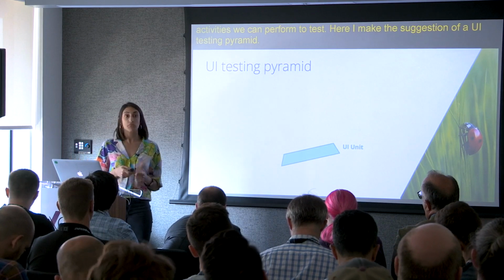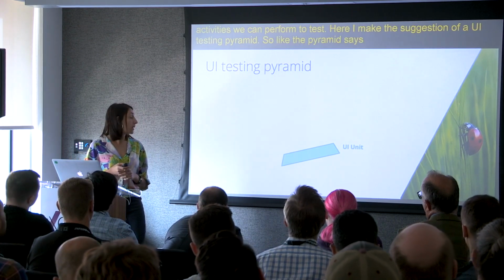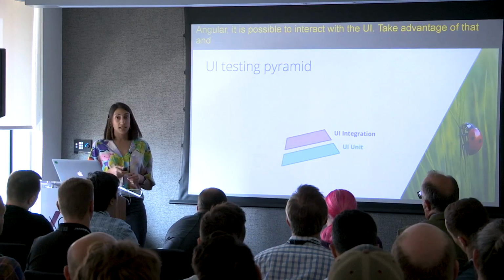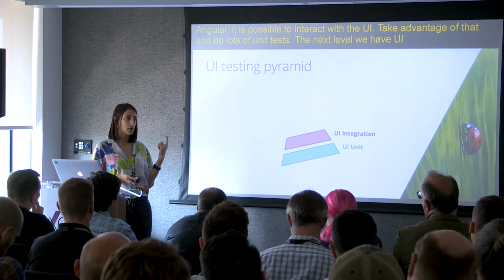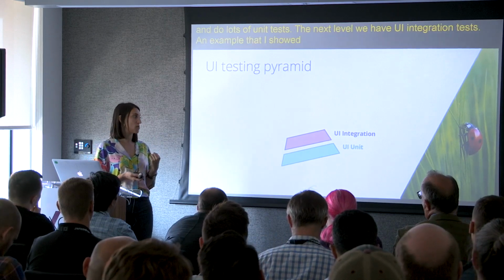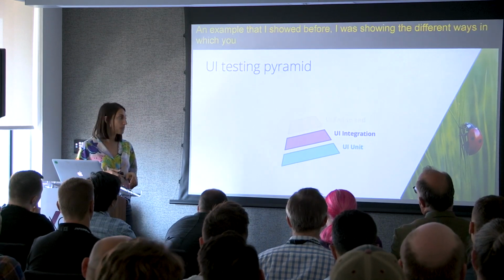So like the traditional testing pyramid suggests, we should have lots of unit tests. And nowadays, with modern JavaScript frameworks like React and Angular, it is possible to unit test the UI. So just take advantage of that and do lots of unit tests. In the next level, we have UI integration tests. So in the example that I showed before, I was explaining the different ways in which you can do UI integration tests. So I don't want to expand more on this one.